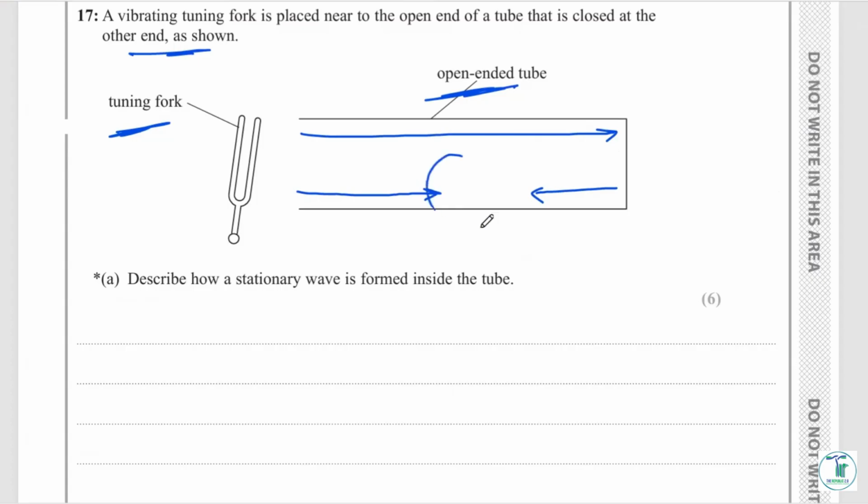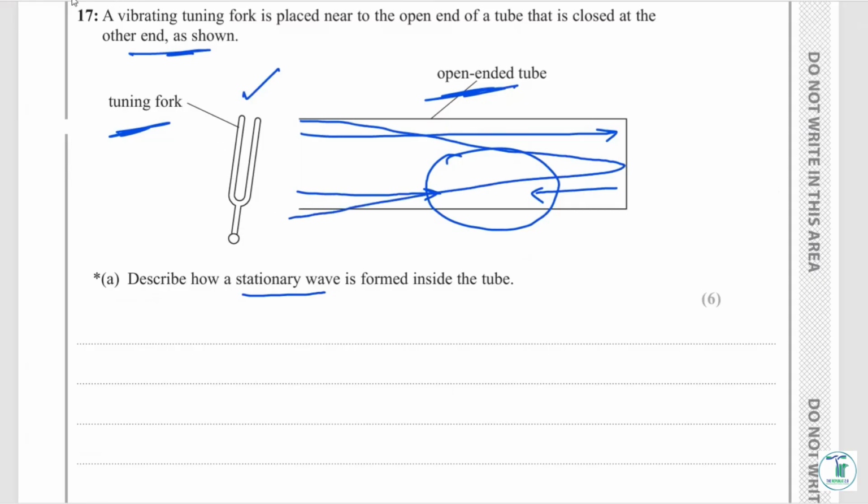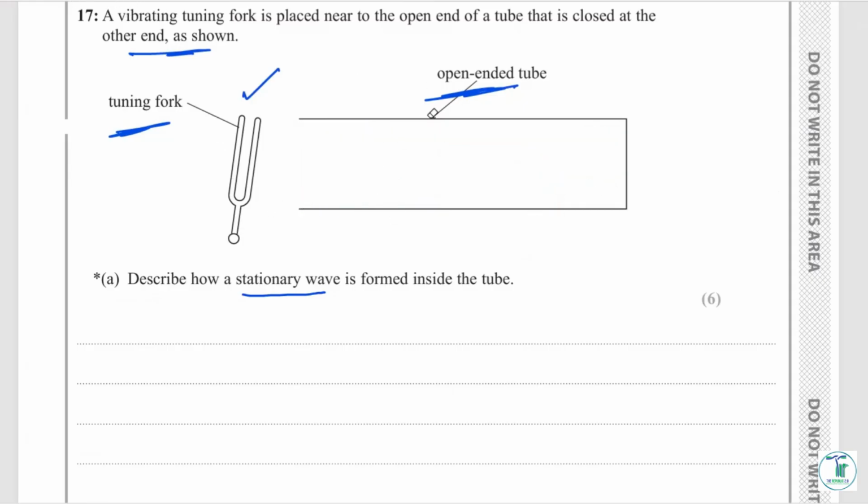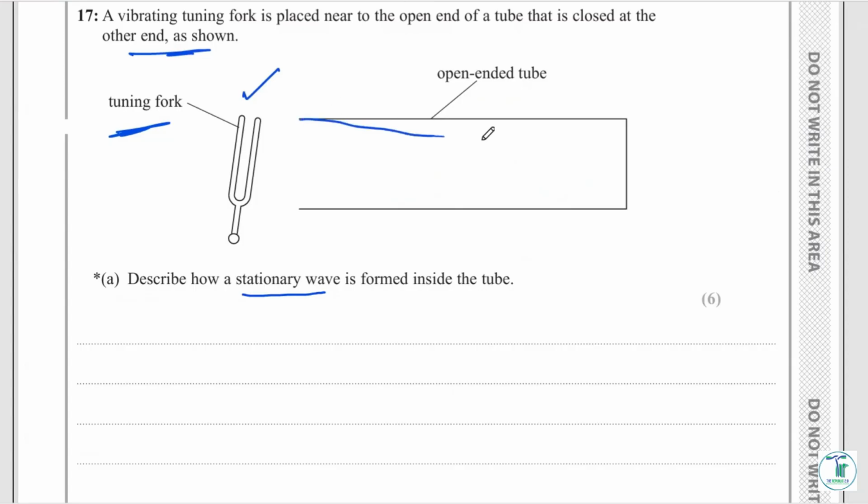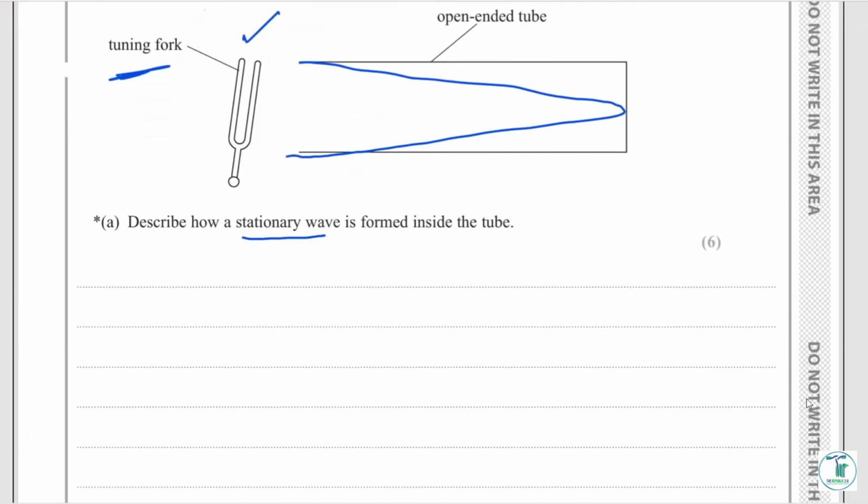And since both of them would be having the same frequency because of the same source of production, they're going to superpose. Because they're superposing with the same frequency traveling in the opposite direction, they must produce a stationary wave, right? So the basic stationary wave that we can have would be something like this, right? This is a basic fundamental wave over here. So I've just told you how the stationary wave would be produced over here, and the basic fundamental would be something like this. Describe how a stationary wave is formed inside the tube.